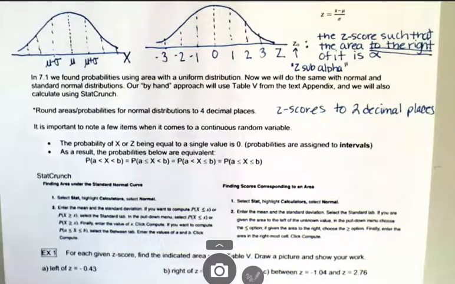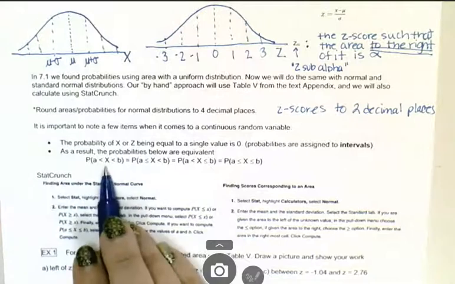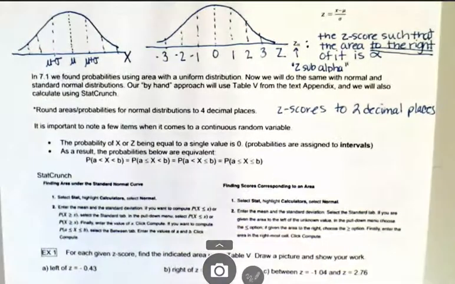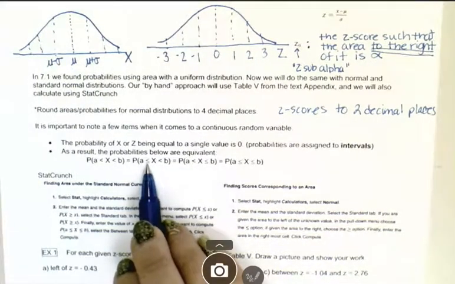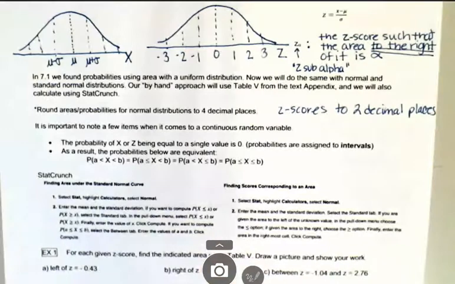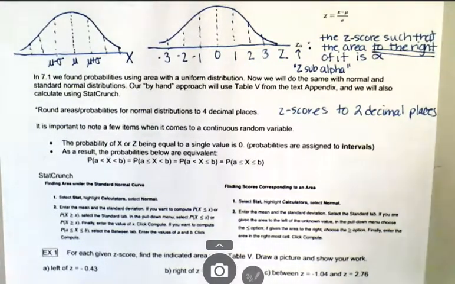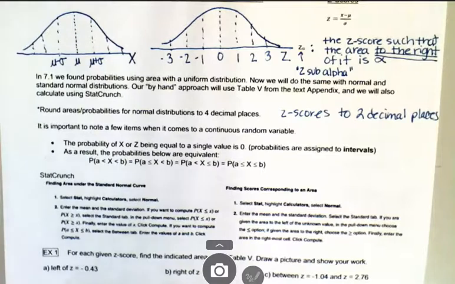Because of that, all of these probabilities are equivalent. So what this is essentially telling you is it doesn't matter whether the symbol has an equal sign on it or not. It's the same answer regardless. So the probability of x being less than 10 is equal to the probability of x being less than or equal to 10, which seems kind of counterintuitive because we've placed so much emphasis on whether we include a value or not in algebra. But in a continuous random variable statistics situation, there is no difference between the two.